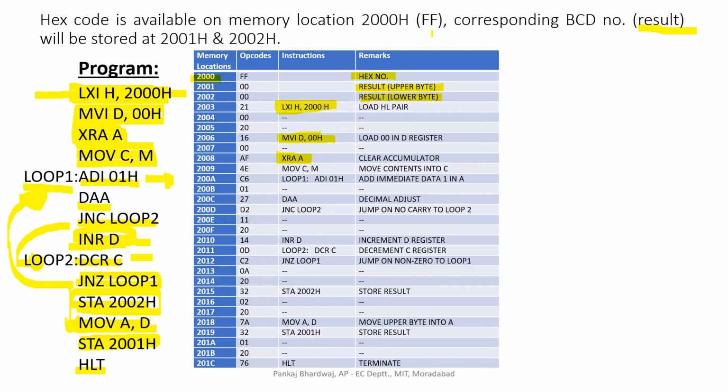In D by using MVI D, 00, and in A by using XRA A. Then we move the content into register C, and then we start the loop: decimal adjust accumulator, then we check for the no carry condition, and we use increment D, then decrement C, then jump on no zero. In a similar way we have created the program, and correspondingly the opcodes which we need to use to run the simulator are stored in this particular location.